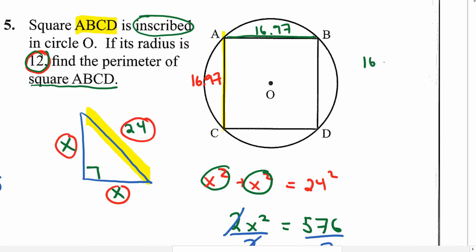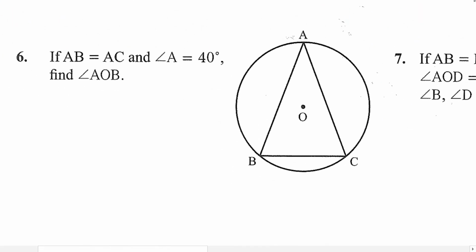Okay, so in order to find the perimeter, I know every single other length is going to be 16.97. So basically I can do 16.97 times 4. If I multiply that by 4, I will get 67.88 as my final answer for that particular problem. Okay, let's move on to the next question. Let's move on to question number 6 now.